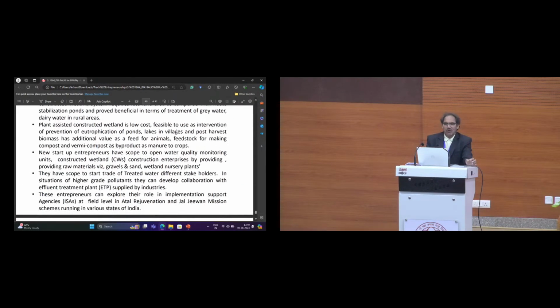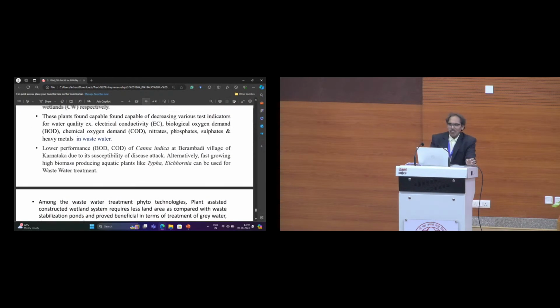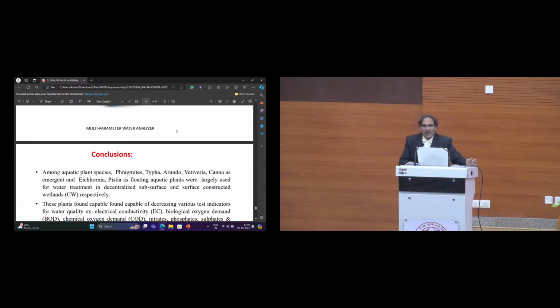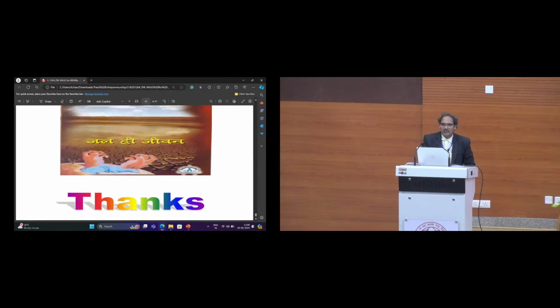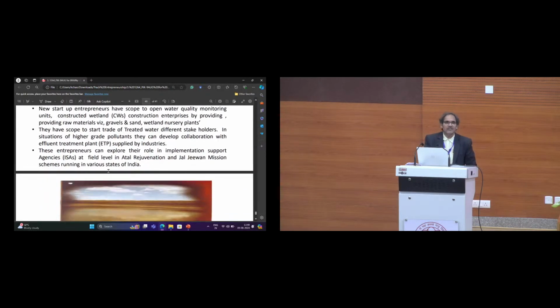So in conclusion, wetland plants have good performance. As compared with Canna, which is everywhere, the new plants I showed, Arundo donax, Typha, Phragmites karka, Vetiveria, have higher performance in removing these pollutants. And there is scope also to open startups and entrepreneurship in this area. Thank you.